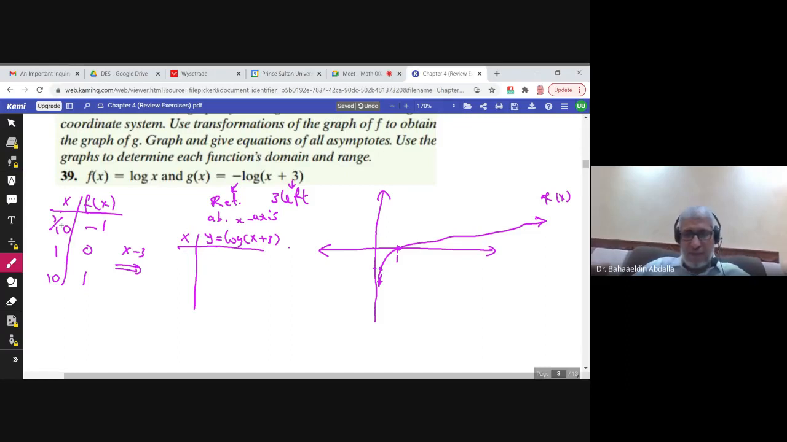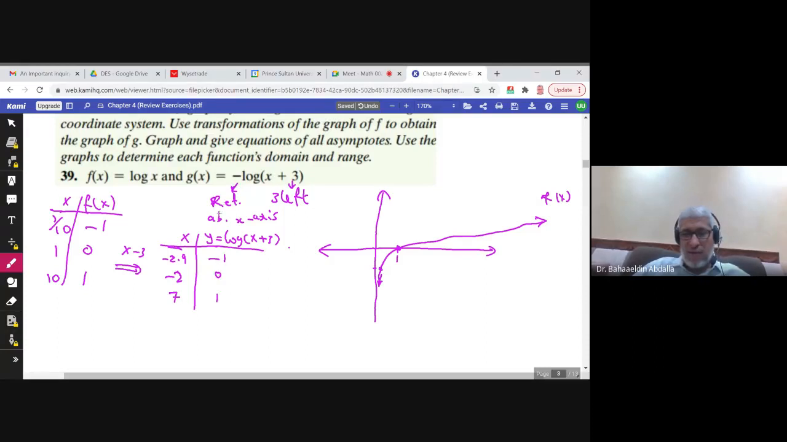This is now the graph of log x plus 3 only, without the minus. I subtract 3, so 0.1 minus 3 would be negative 2.9. 1 minus 3 is negative 2. 10 minus 3 is 7. And here the y does not change.